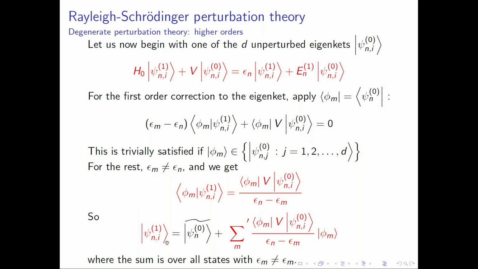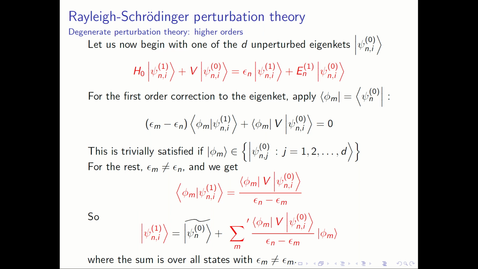So what do we know about psi 1 ni? Well, what we know is this: you take the phi m psi ni overlaps, which is just this term, multiply ket phi m by that, add up over all m, but you can only add up over those m's for which the unperturbed energy epsilon m is different from epsilon n. In addition to that, you can have a whole piece which is a linear combination of the psi 0 n1, psi 0 n2, psi 0 nd, because those projections cannot be found out from the first order equation.